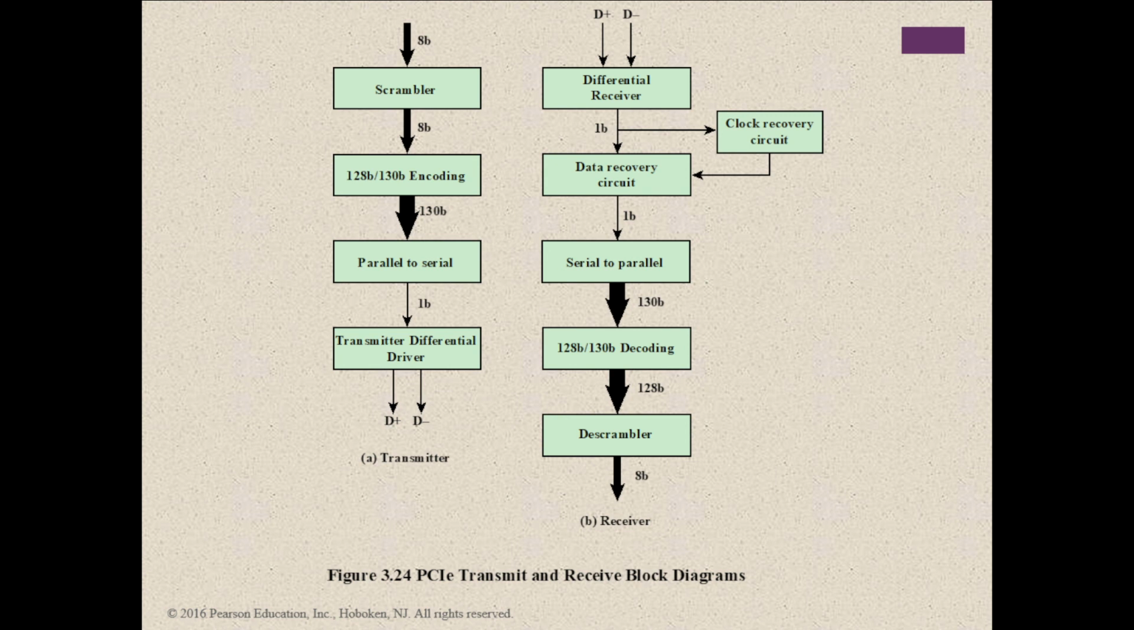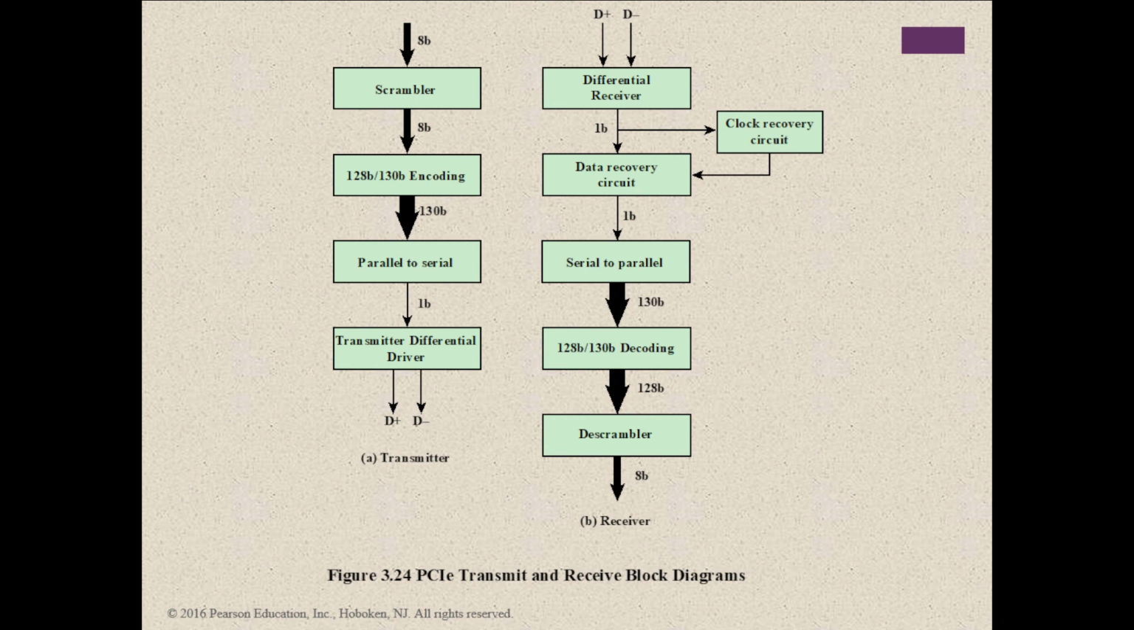This then passes through a serial to parallel converter to produce a stream of 130-bit blocks. Each block is passed through a 128-bit over 130-bit decoder to recover the original scrambled bit pattern, which is then descrambled to produce the original bit stream. Using these techniques, a data rate of 16 gigabytes per second can be achieved.